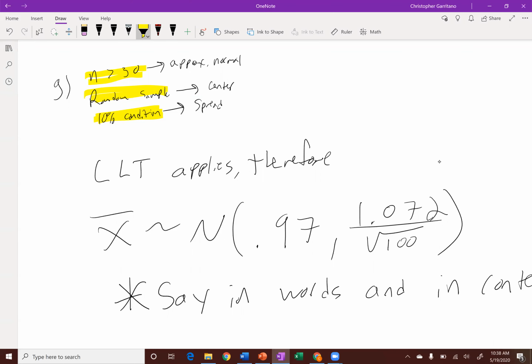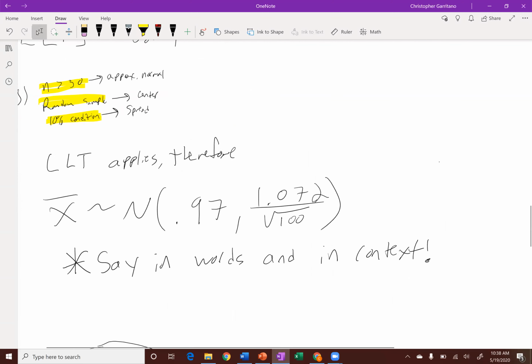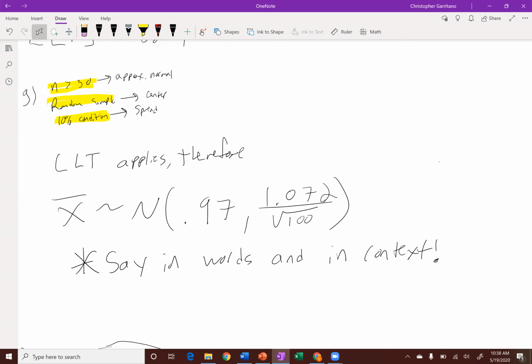And what that means is that our sampling distribution of sample means will be centered at the population mean. And finally, the 10% condition guarantees us the spread of our sampling distribution. Specifically, it guarantees us that the standard error is equal to the population's standard deviation divided by the square root of the sample size, which in this case is radical 100. Now, I'm not including context in my answer, but of course, when you describe this distribution, context is king. So make sure you're including context. There would not be any unusual features in this particular case.